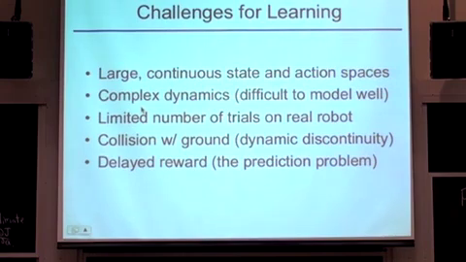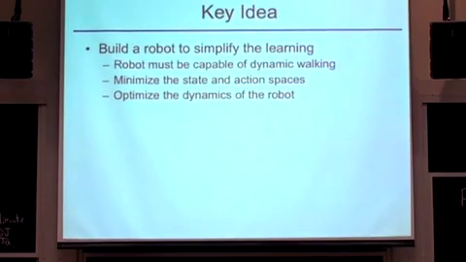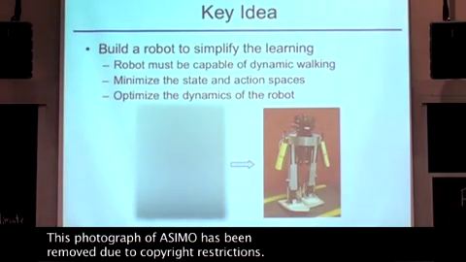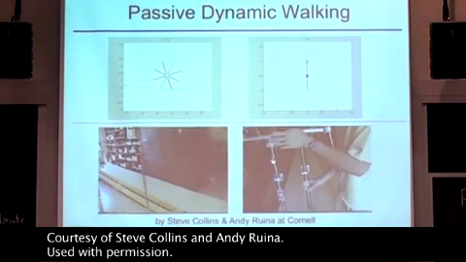So there are large continuous state and action spaces, complex dynamics. We want to minimize the number of trials. The dynamics are tough for walking because of the collisions, and there's this delayed reward. So in my thesis, the thing I did was try to build a robot that learned well. That was my goal. I simultaneously designed a good learning system, but also built a robot where learning would work really well. Instead of working on Asimo, I worked on this little dinky thing I called Toddler. Yeah? Okay. And I spent a lot of time on that little robot. So you know about passive walking.